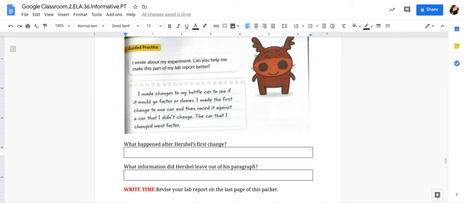Awesome. Did you say the car went faster? You're correct. So you would say the car that he made changes to went faster. What information did Herschel leave out of his paragraph? What did he leave out?